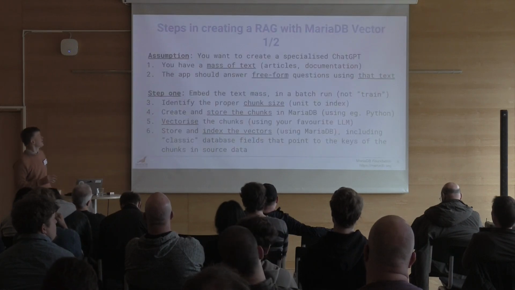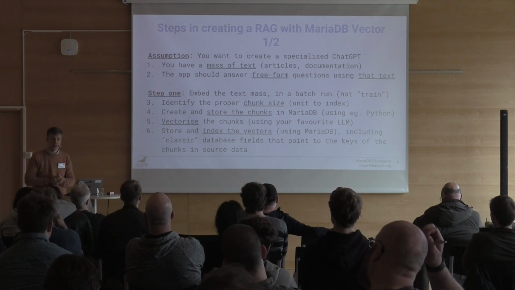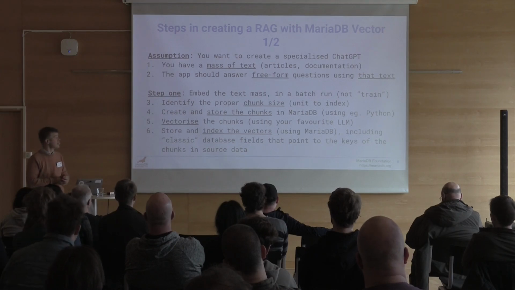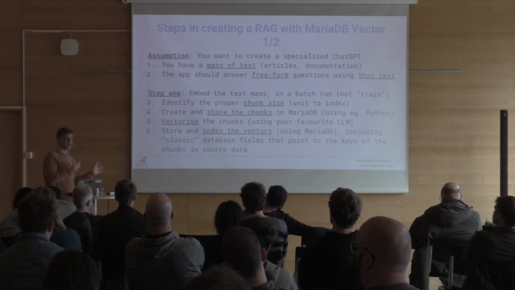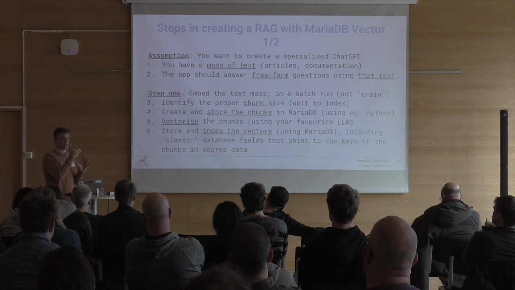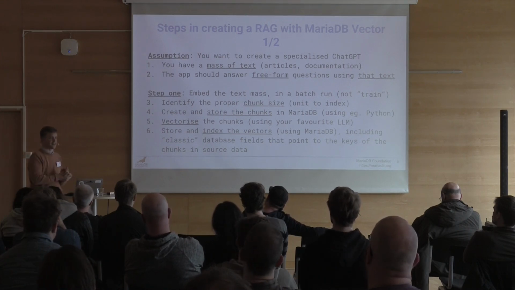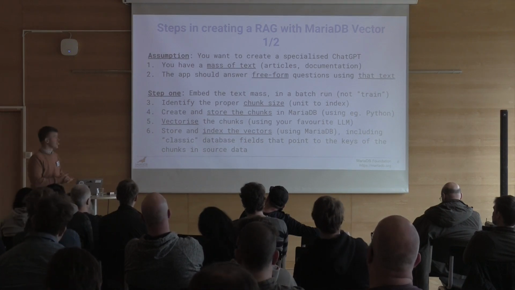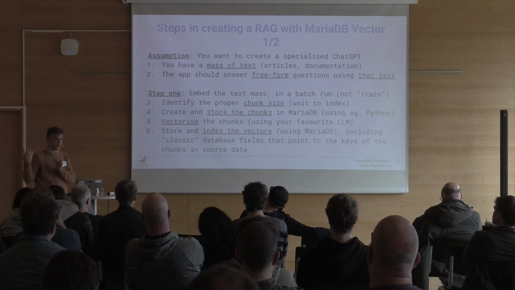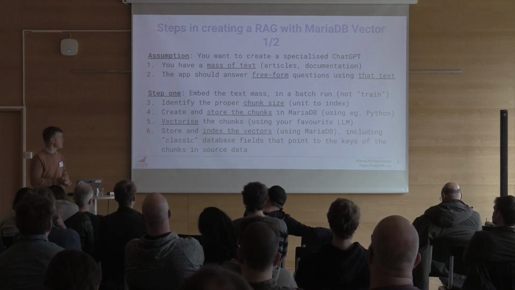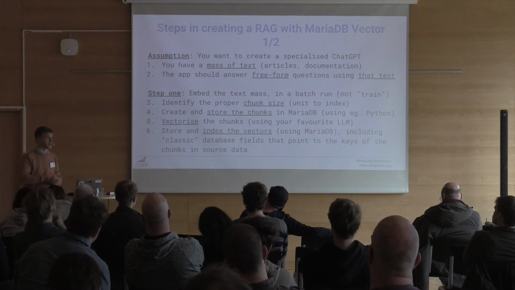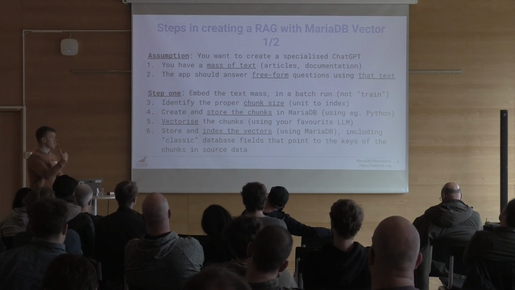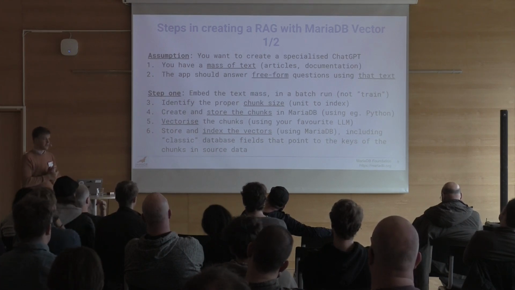So to take that one more time, you're creating your specialized ChatGPT, and that means you have some sources that you want it to be able to answer from. I mean, this is useless if you have one page of text. You don't need RAG for that. But let's say you have 1,000 pages of text, and you want to have a chatbot that uses that documentation to answer a question, and you want the user to input a free-form question. Then this makes sense. And as I mentioned, first you make smaller chunks of the text mass, then you embed those chunks and put them into, for example, MariaDB.